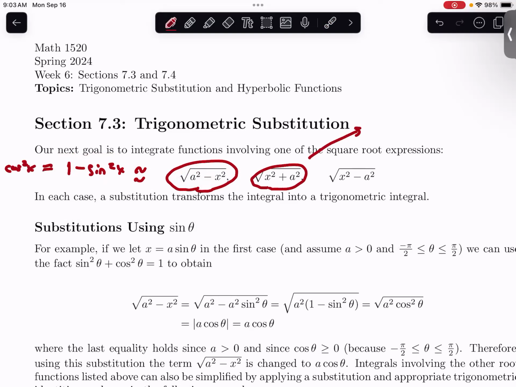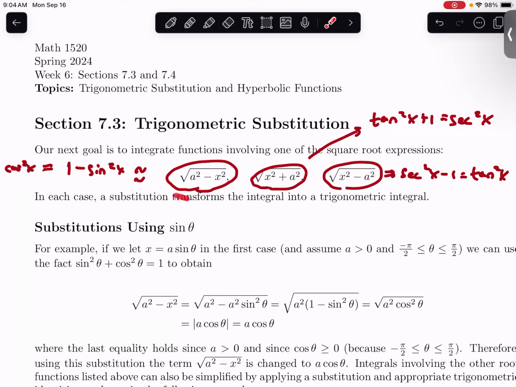This term here is kind of like having tangent squared of x plus 1, which is equal to secant squared of x. And this term here is kind of like having secant squared of x minus 1, which is equal to tangent squared of x. Okay, it might not be intuitive now. Maybe it'll never be intuitive, but this is kind of the idea as to what's going on.